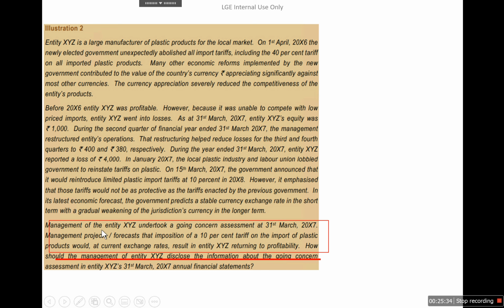Okay. Management of entity XYZ undertook a going concern assessment. Management projected that imposition of 10% tariff on the import of plastic would, at current exchange rate, result in XYZ returning to profitability. So it means there is no concern about the going concern. How should the management of entity XYZ disclose the information about the going concern assessment in the entity XYZ 2007 annual financial statement?